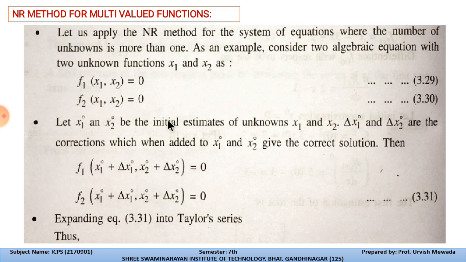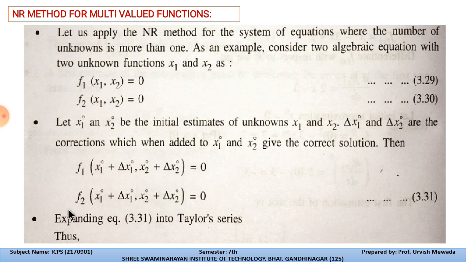Then function f1 becomes f1 of x1 raised to 0 plus delta x1 raised to 0, comma, x2 raised to 0 plus delta x2 raised to 0, is equal to 0. Similarly we can write f2 of x1 raised to 0 plus delta x1 raised to 0, comma, x2 raised to 0 plus delta x2 raised to 0, is equal to 0.